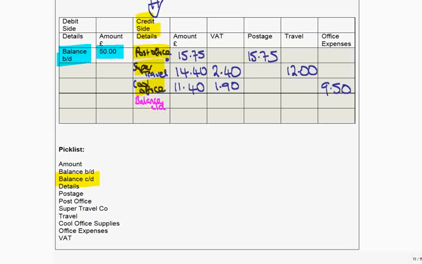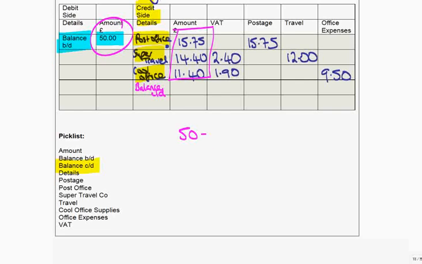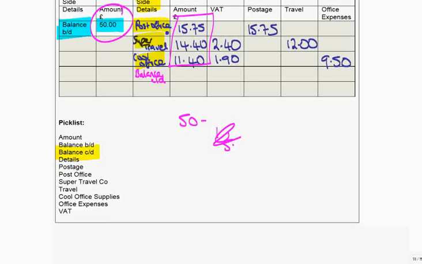Now that balance carried down is the 50 less these expenses that you've just written up. So you need to do 50 less 15.75 less 14.40 less 11.40. So if we do that, that will give us 8.45, and we can just do a check, because once we've done that balance carried down, there's no sub-analysis for it. You just add in the totals.